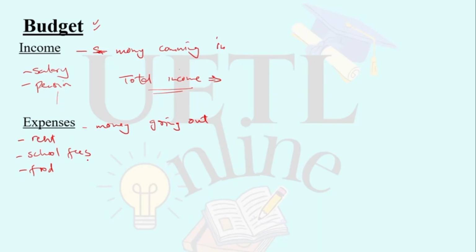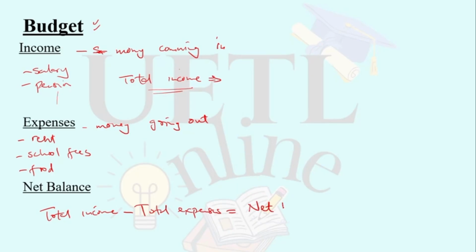Then the other thing is we just have to calculate the net balance. The net balance is you're just going to say total income minus total expenses. This is where you're going to get the net balance. As easy as that. Just add all the expenses and add all the income money, then say total income minus total expenses.